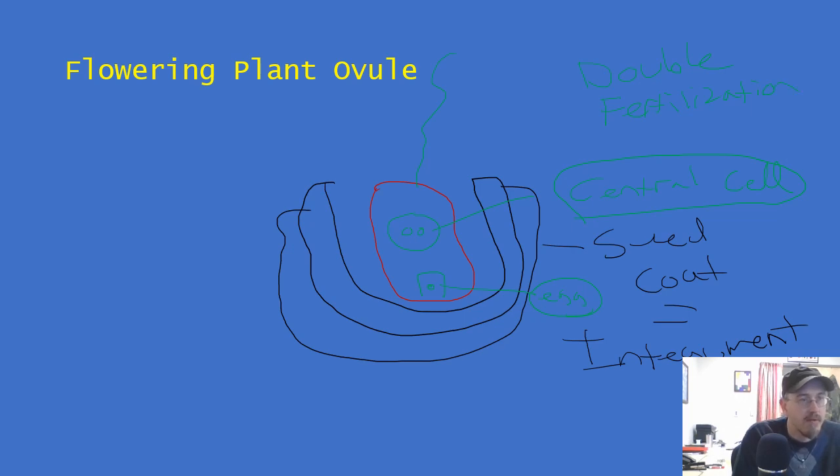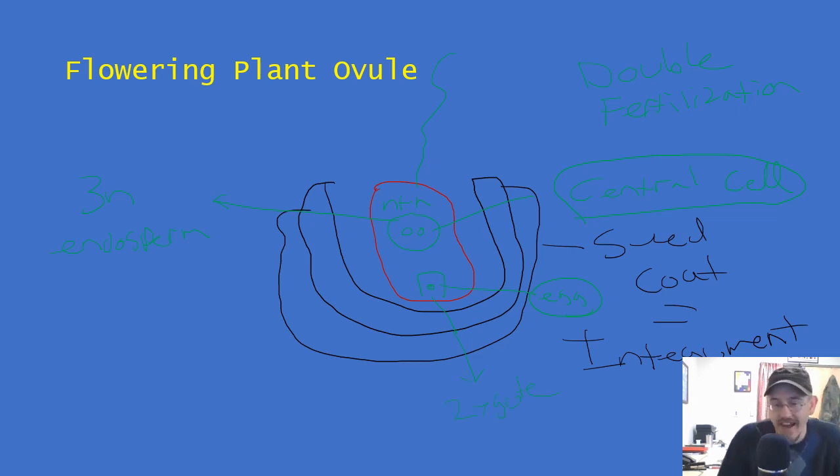The central cell plus sperm. So notice this is weird. There are two nuclei in here. So this is N plus N inside of this cell. Now here comes a sperm into there, right? So when that gets fertilized, it becomes a triploid tissue called endosperm. That grows into food for the embryo. And when the egg gets fertilized, it of course forms the zygote.